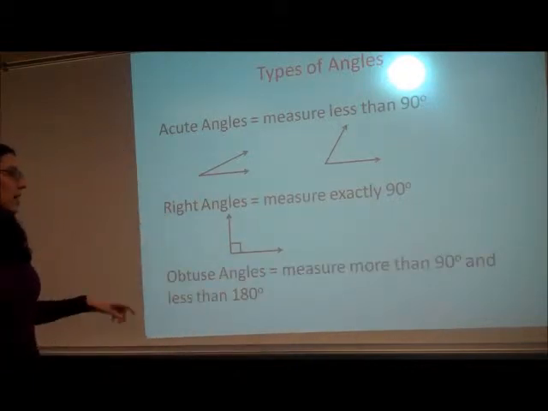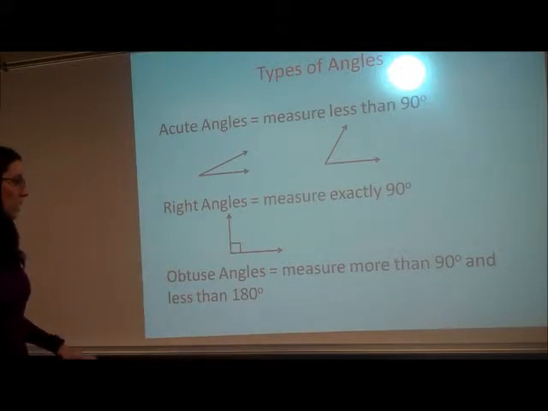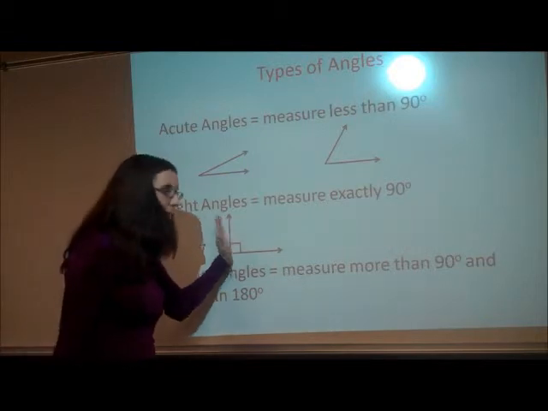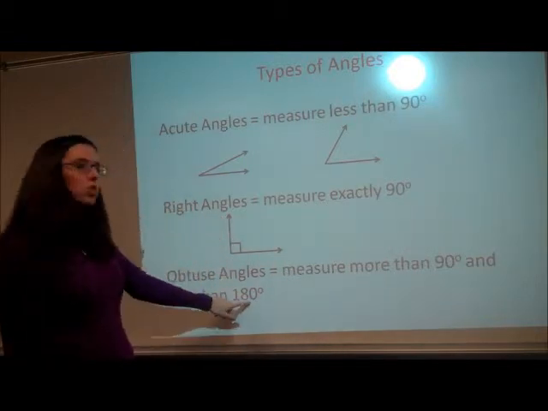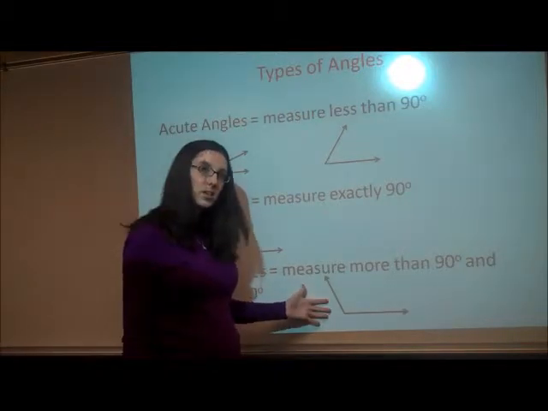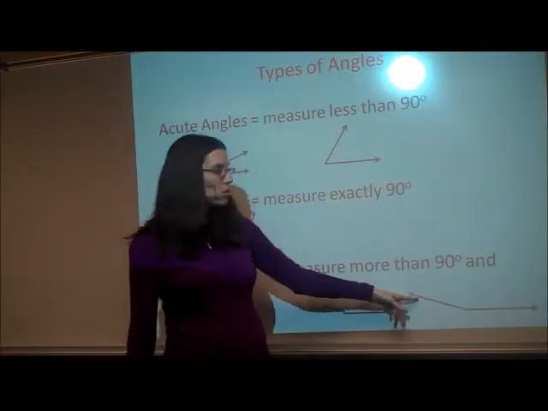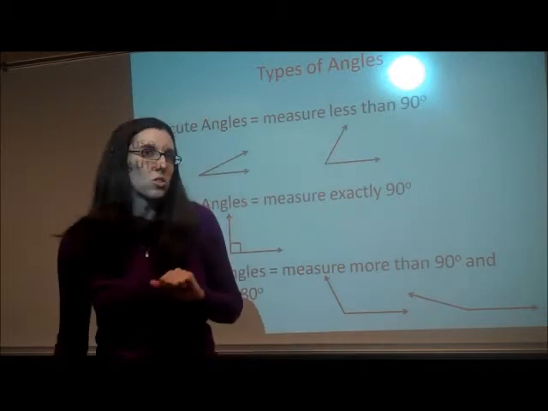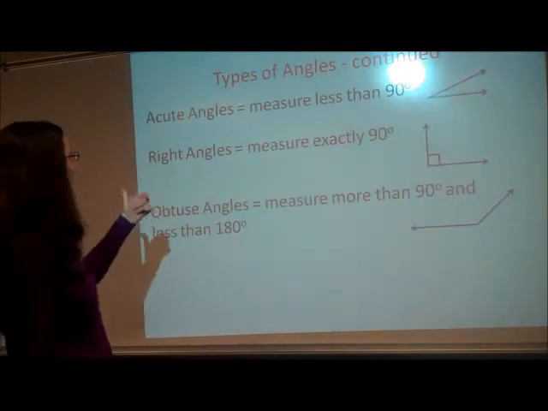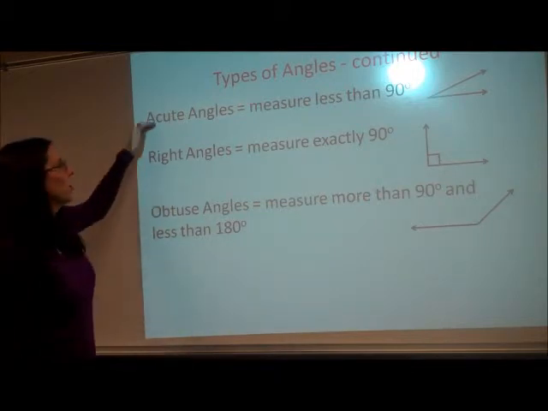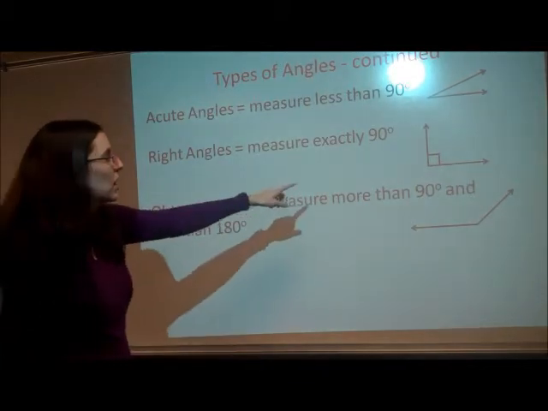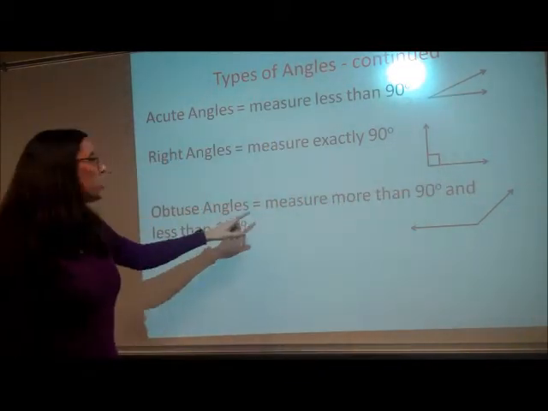Third kind is an obtuse angle. These measure more than 90 degrees, so it's just a tad over this one, all the way to just before 180 degrees. So this is an obtuse angle. And here's another obtuse angle. So these are our big angles. Okay? So we have acute, right, and obtuse. So we have acute little angle, we have our right angles that make our corners, and then our obtuse angles.